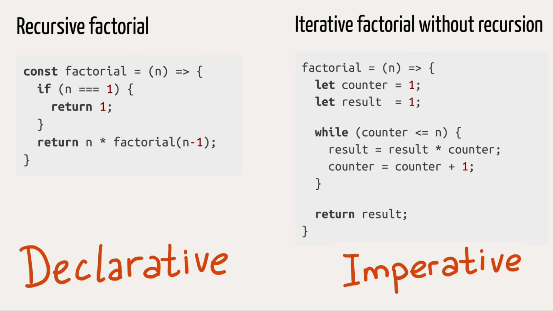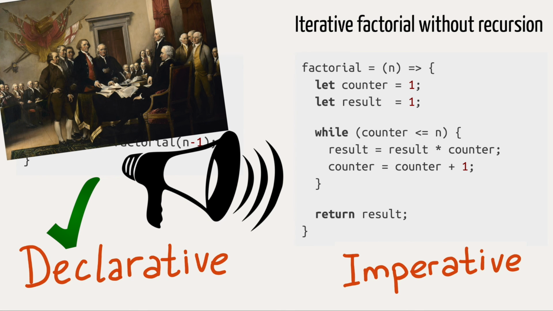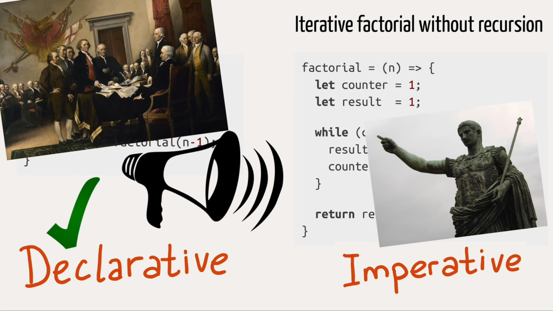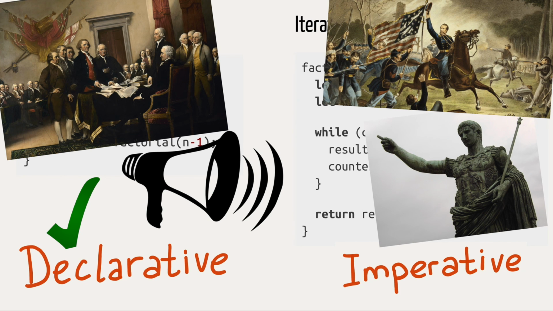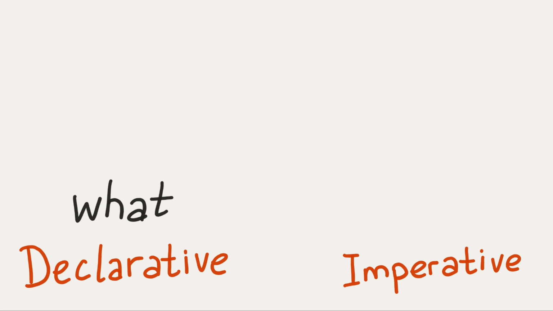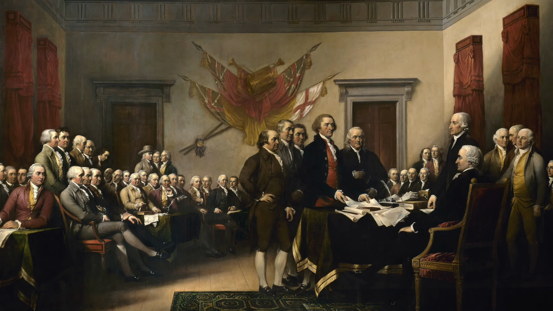Declarative comes from Latin clarare, to make clear, to announce, to make a declaration. You declare, I want factorial of n to be n times factorial of n minus 1. Imperative comes from Latin imperare. It means to command. You command the steps precisely, multiply this and that while counting down and keep some numbers in mind. Declarative is what. Imperative is how.